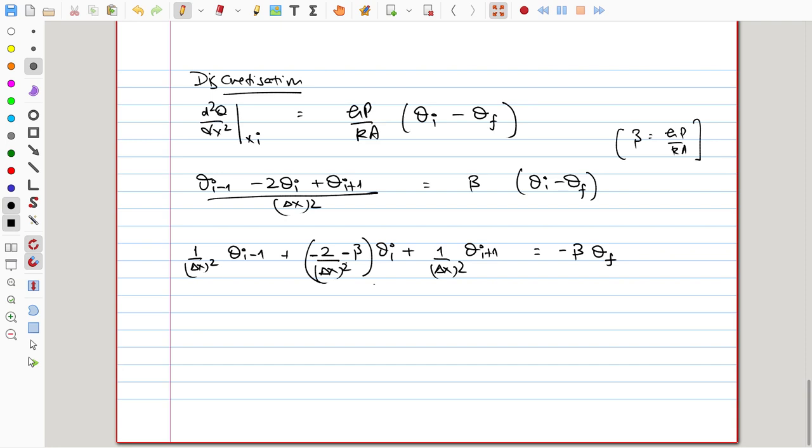Now what are the unknowns in this equation? Every equation has a set of unknowns that you are solving for. What are the unknowns in this equation? Theta f is known, fluid temperature is known. Delta x is again set by us. It's theta i minus 1, theta i plus 1 and theta i also. You don't know the temperature, that is what you're solving for, right? So we are solving this problem for the temperature along the length of the fin. So we want to solve for these thetas.